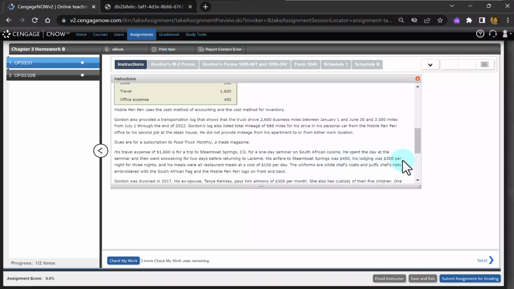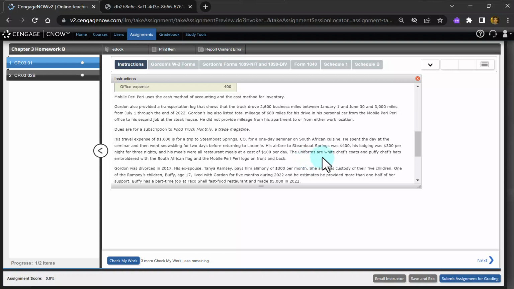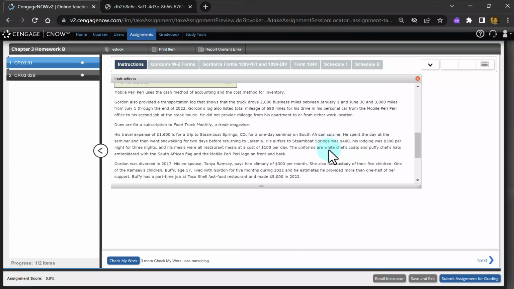We're told that his lodgings was $300 per night for 3 nights. Again, one of the 3 nights is business, so we get to deduct $300. And his meals were $100 per day, so we get to deduct just $100. At least for the year 2022, business meals while on travel should be all deductible. Meals on business travel should be 100% deductible, so $100. And we have a uniform cost, and because it's just made for his business, we should be able to deduct the whole thing. In other words, it's not appropriate for personal use.